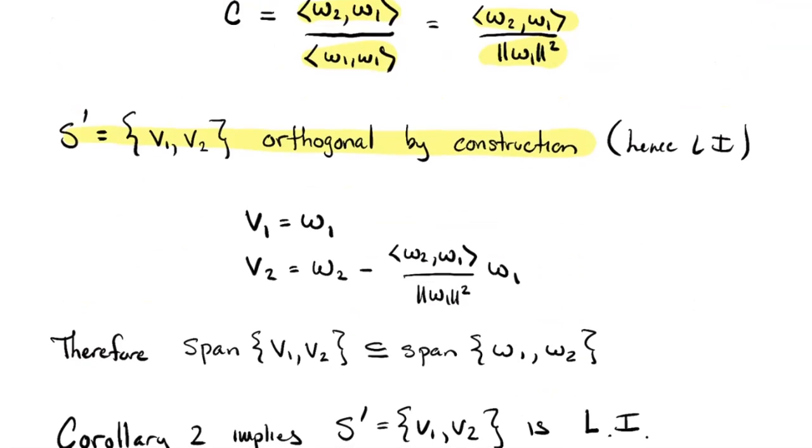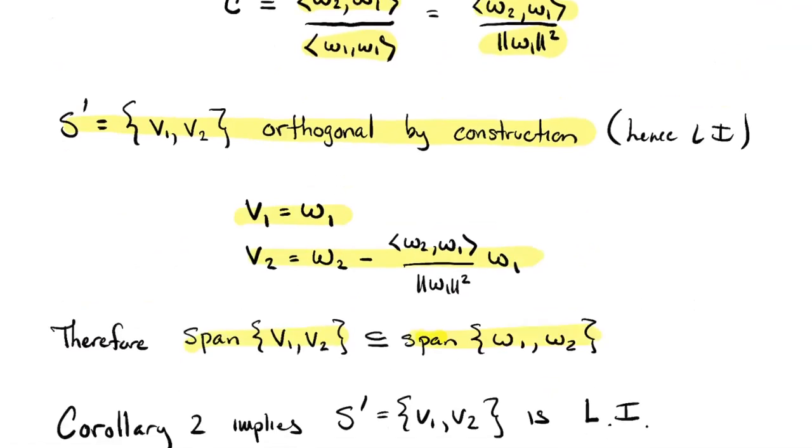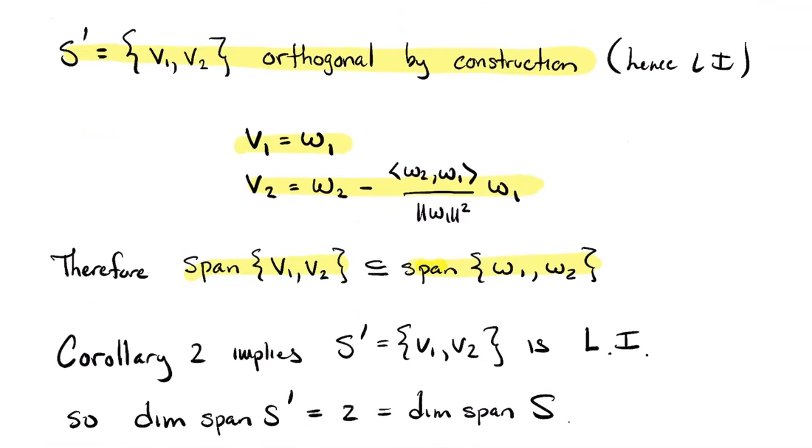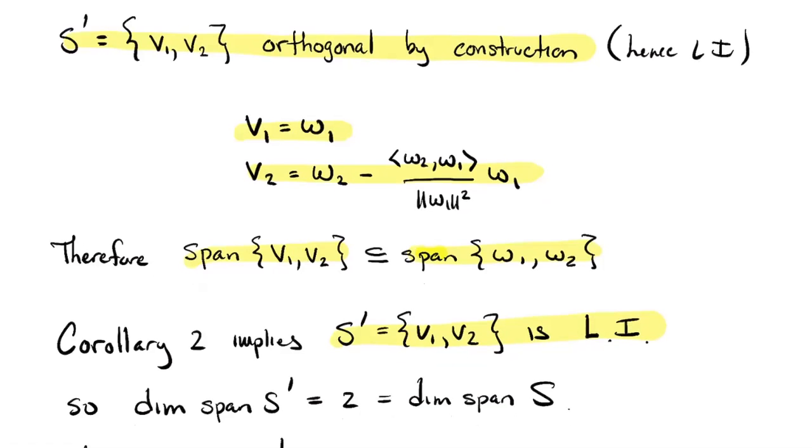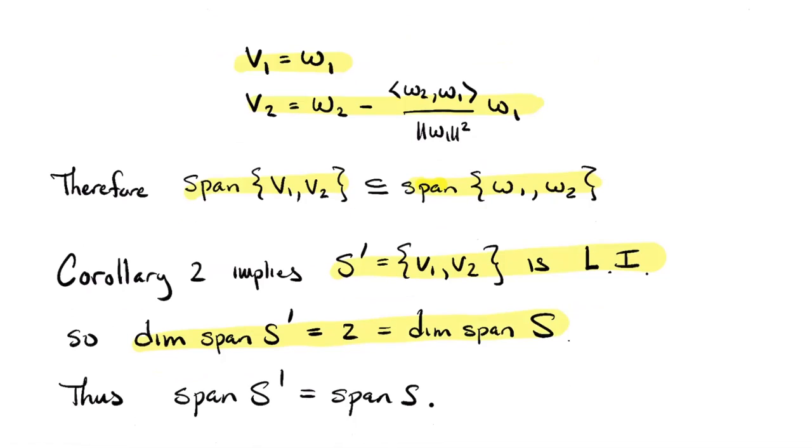Okay, and then if we look at these two equations, V1 is certainly in the span of W1, V2 is in the span of W1 and W2. So that means the span of the set consisting of V1 and V2 would be a subset of the span of the W's. But we already said that this set S prime is linearly independent. So if the spans are subsets of each other and they're both spanned by linearly independent sets with two elements, they have the same dimension. So that means they're actually equal. So we achieved our goal.